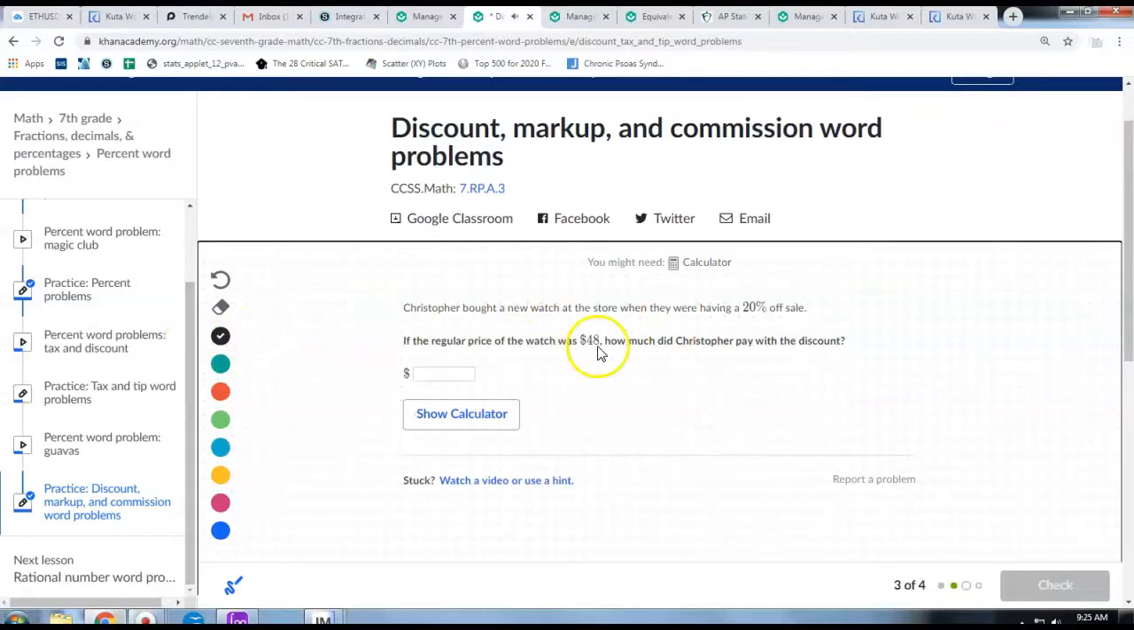There you go. Regular price was 48. How much did he pay with the discount? Started off at 48. 1 minus the discount. So 48 times 0.8. $38.4.